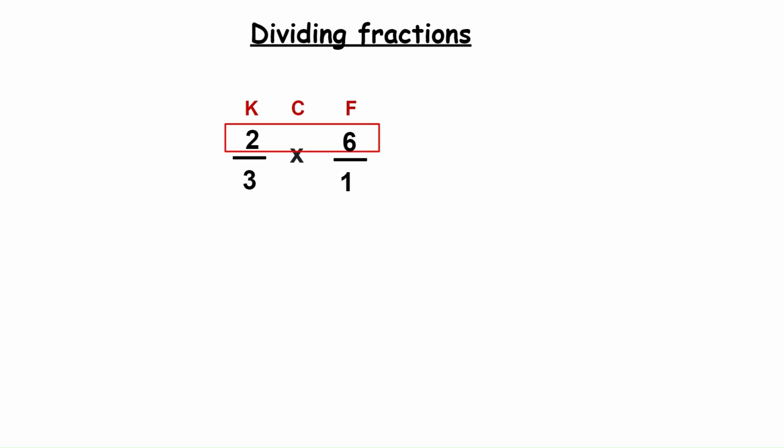Numerator multiplied by numerator. 2 multiplied by 6 is 12. And now we multiply our denominators. 3 multiplied by 1 is 3. So we have 12 over 3, and we can see that we can divide our numerator by our denominator. So let's do that. 12 divided by 3 equals 4. So our answer to 2 over 3 divided by 1 over 6 is 12 over 3 that can be divided to equal 4.